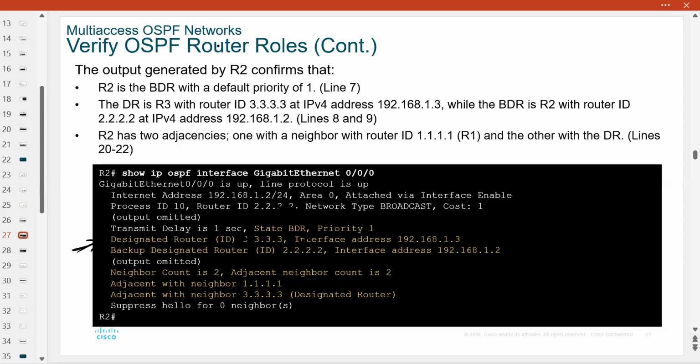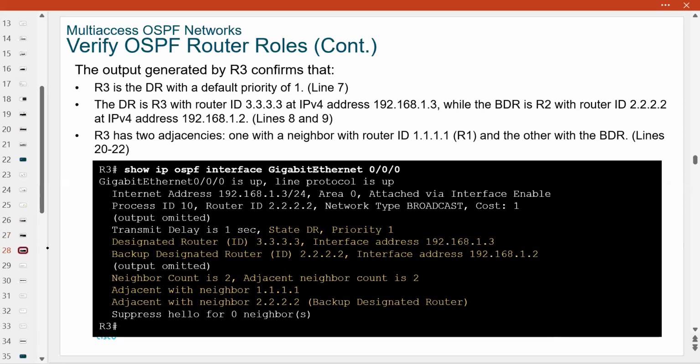Where is 111? The DR other is treated here as an adjacent neighbor. There is no DR other here. R2 is in the state BDR. If we go to R3, the state is now DR. So the show ip ospf interface command shows us the roles the routers play in the network. What is the BDR, what is the DR, and what are the DR others? Making use of the show commands.